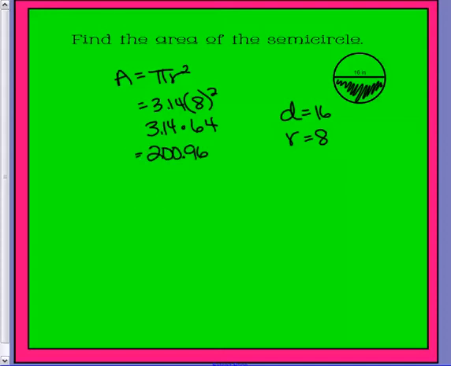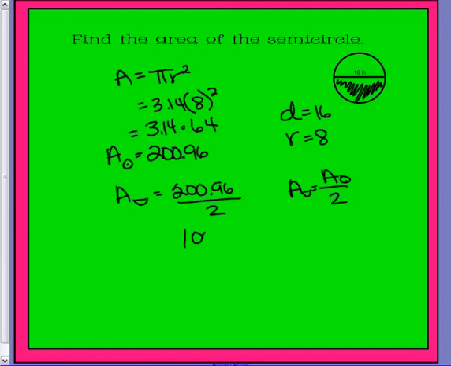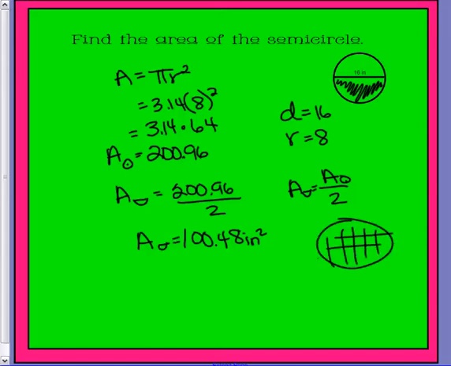200 and 96 hundredths. Now, that's the area of the full circle. We want the area of a semicircle, so half of the circle. So what we need to do is take this area and cut it in half. Basically, to get a semicircle, you take the area of a circle and you cut it in half by dividing by 2. So when we divide by 2, we get 100 and 48 hundredths, and these are inches squared because area is always in square inches. Remember, if you take a circle, you're filling in the area with these little square inches.